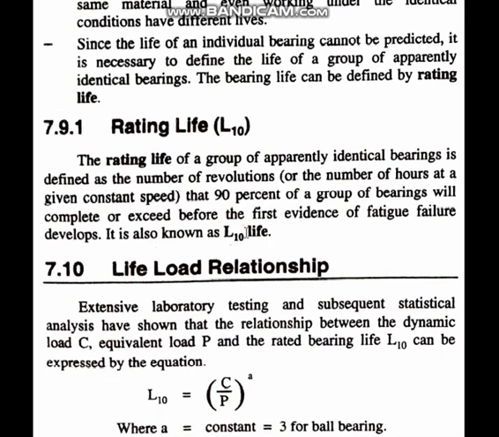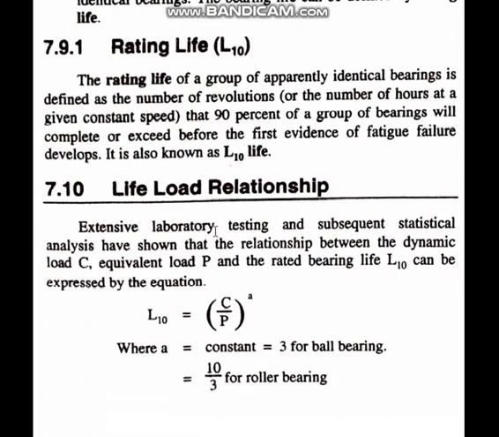Then we come to the life-load relationship. See, extensive laboratory testing and subsequent statistical analysis have shown that the relationship between dynamic load C and equivalent load P under rating life L10 can be expressed like this: L10 is equal to (C upon P) to the power a, where C is the dynamic load, P is the equivalent load, and a is a constant. It is 3 for ball bearing, 10 by 3 for roller bearing. This is the life-load relationship.